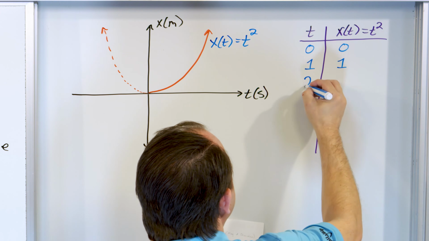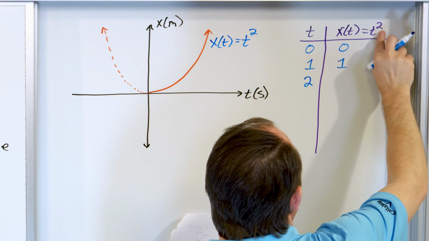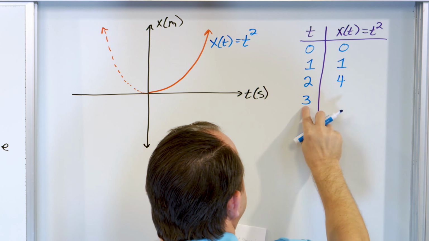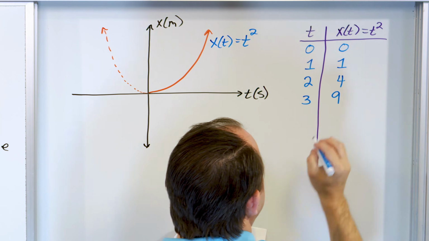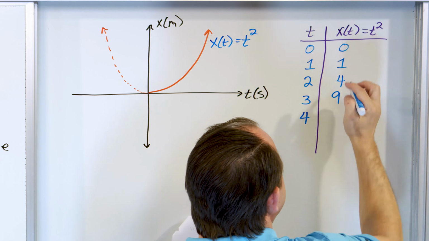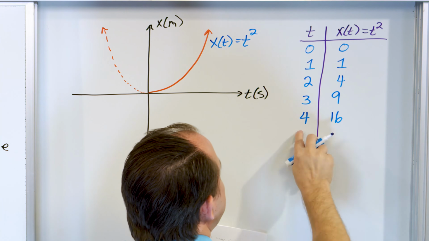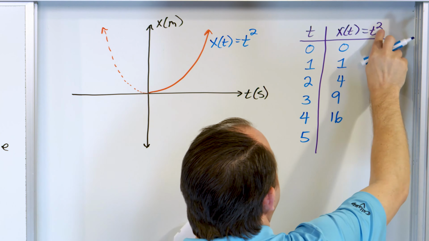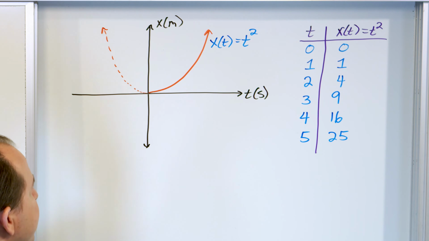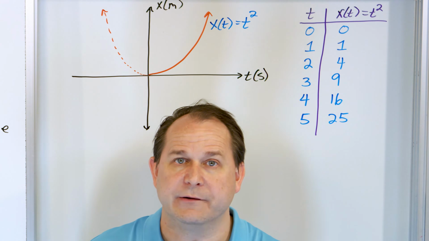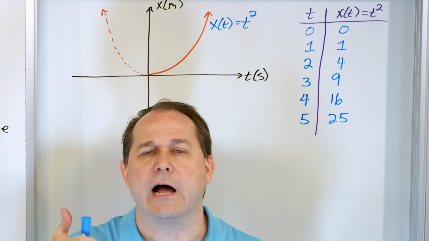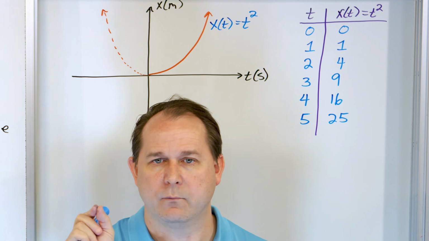Now 2 seconds: 2 squared is 4, so we are now 4 meters away. At 3 seconds, 3 squared is 9, so we are 9 meters away. At 4 seconds, 4 squared is 16, so we are 16 meters away. And I'll do the last one, 5. 5 squared, we are now 25 meters away. So this is an example of an actual function. You might be in the lab on one-dimensional motion, start your clock, and say, okay, at 0 seconds, where am I?